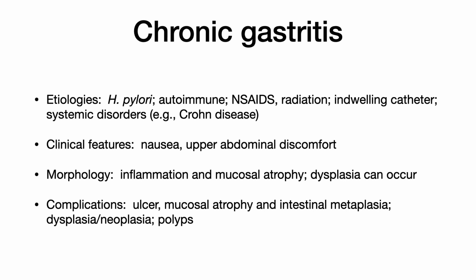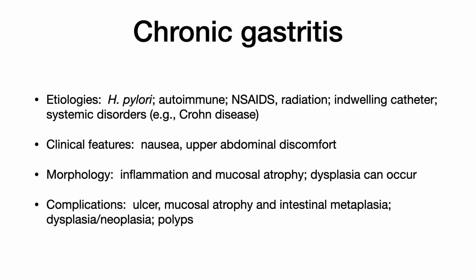Most commonly H. pylori, non-steroidals, and then autoimmune. A small percentage of people can get autoimmune. Other things can do it as well too. You could imagine radiation is just damaging. An indwelling catheter, if you have something inside the stomach that's hitting it, would cause inflammation. Crohn's disease normally involves the small intestine and colon, but can involve any part of the GI tract.